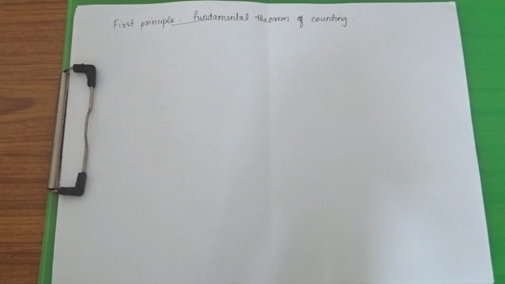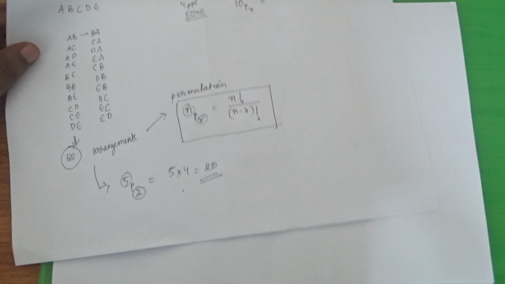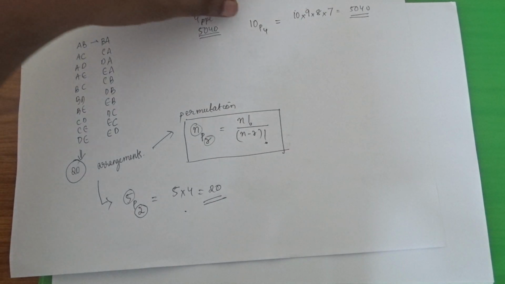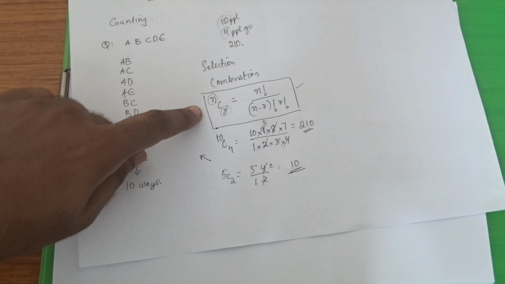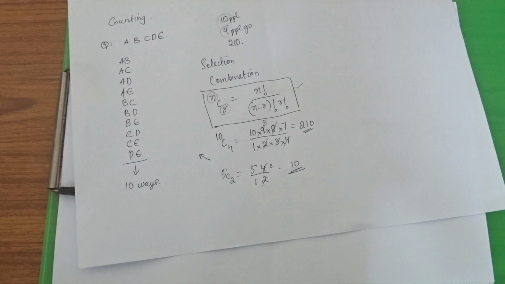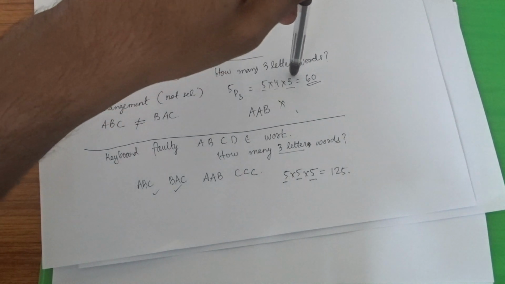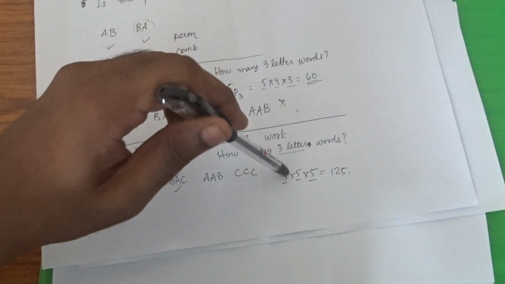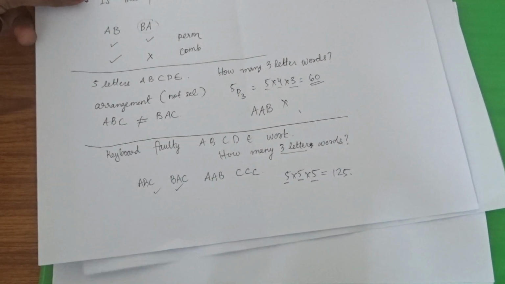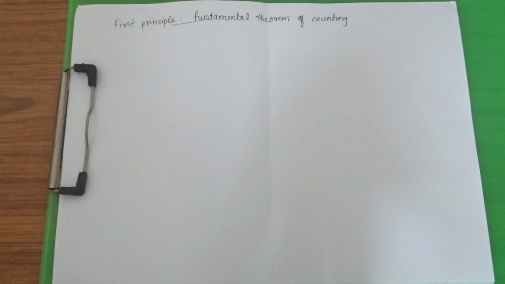Now, I've seen a handful of examples already where I've just come in with some rules and some formulae. I've stated that NPR is equal to n factorial by n minus r factorial. I've stated that NCR is equal to n factorial by n minus r factorial. I have stated that when repetition is not allowed, you have to do 5 into 4 into 3. But when repetition is allowed, I have to do 5 into 5 into 5. Now, how do I know this? Why does it work? Why should you believe me?